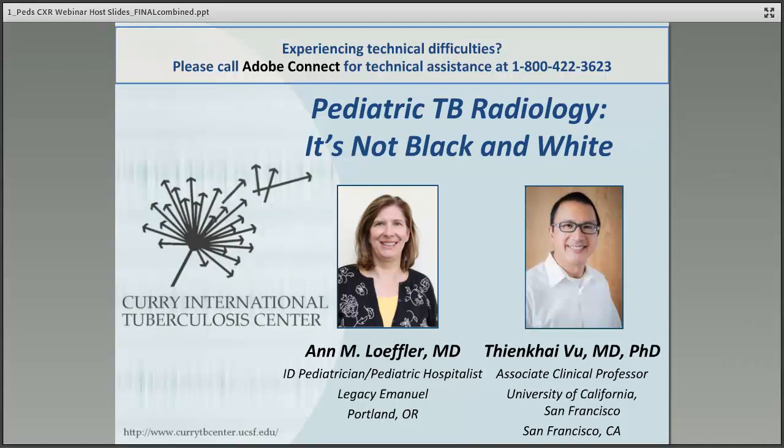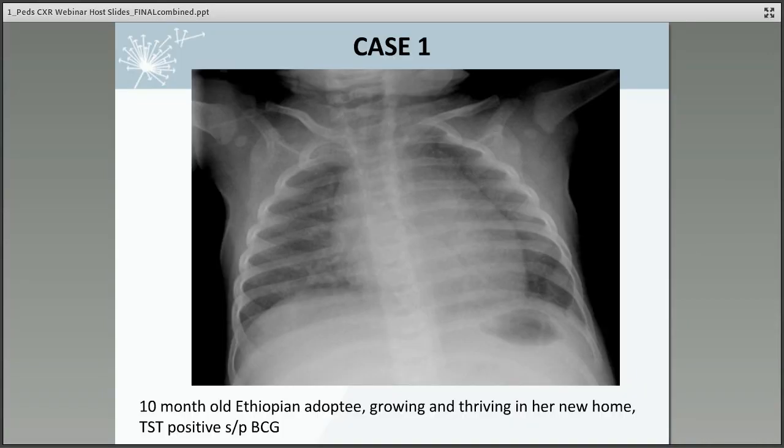Okay, so we're going to move on to the next part of the cases, where we're going to show you hopefully 10, but maybe we won't get through all of them, in which case we could either do this again or you can look at the images online later. But we're going to show you 10 cases of real-life situations from Portland, Oregon. Yes, who knew that we had tuberculosis in Portland? But we do.